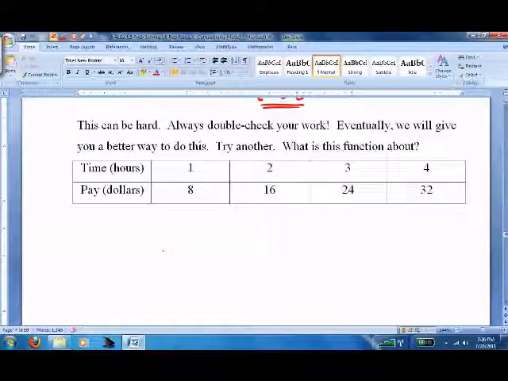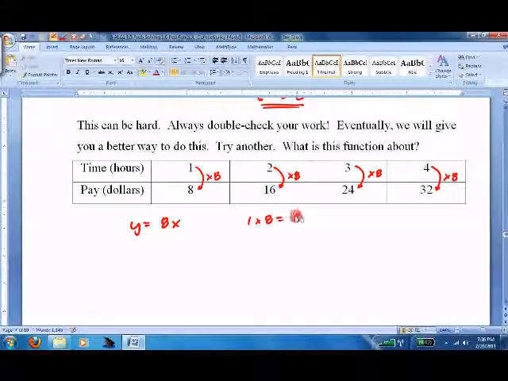This is 1, and it becomes 8. And I just happen to notice that these all look like they're being multiplied by 8. 2 times 8. 3 times 8. 4 times 8. So this looks like y equals 8x. I put in 1, multiplied by 8, I get 8. Put in 2, multiplied by 8, I get 16. Looks like I did it right.